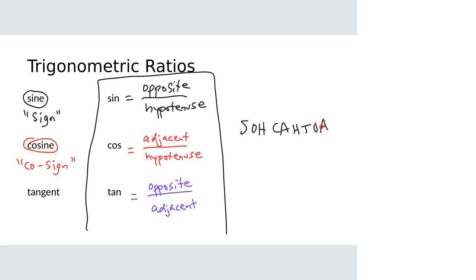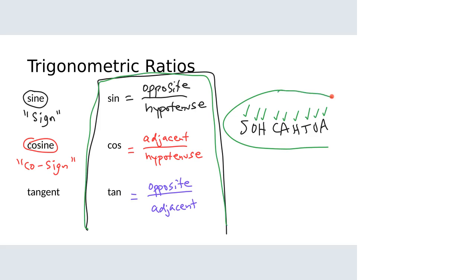SOHCAHTOA. And what SOHCAHTOA is a reminder to us that sine is opposite over hypotenuse. Cosine is adjacent over hypotenuse. Tangent is opposite over adjacent. So everything in this box is right here in SOHCAHTOA. And SOHCAHTOA is really easy to remember. SOHCAHTOA.